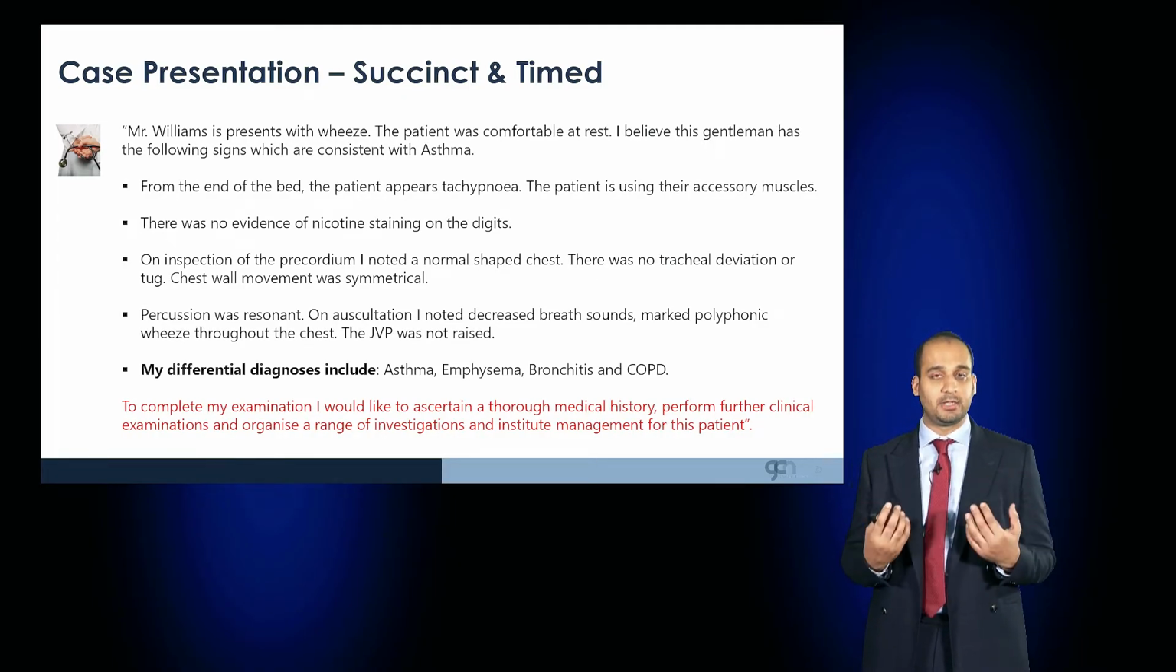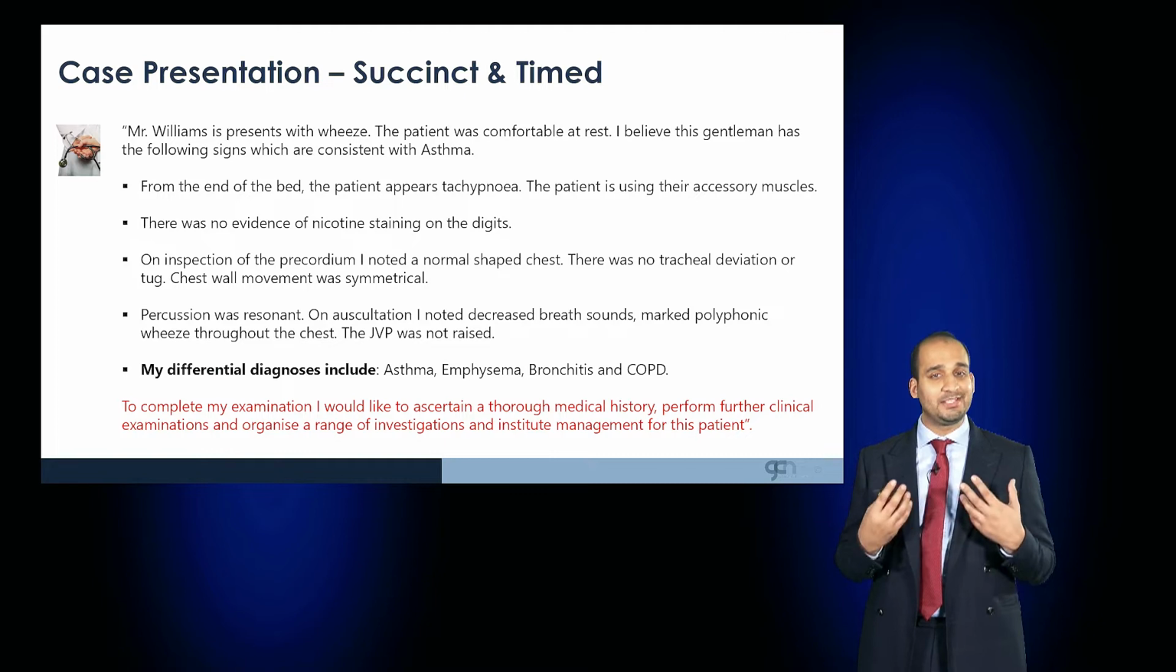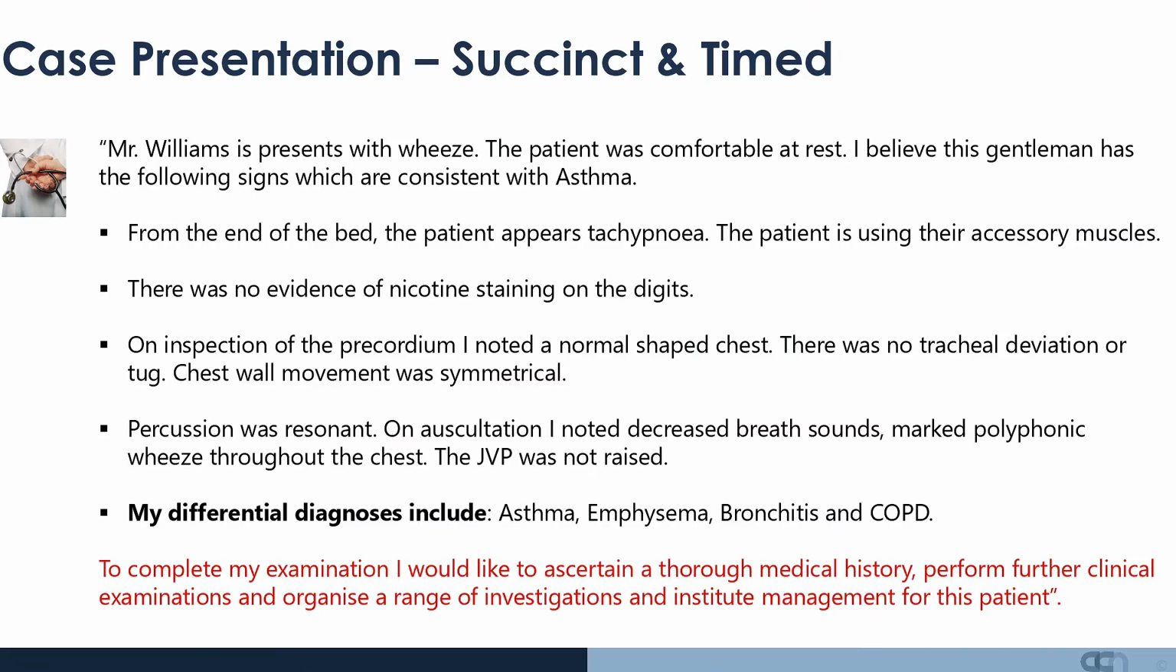On inspection of the precordium, I noted a normal shaped chest, no evidence of tracheal deviation or tracheal tug, and the chest wall movements were symmetrical. Percussion was resonant, and on auscultation I noted decreased breath sounds, a marked polyphonic wheeze, and the JVP was not raised. And the differentials, as we mentioned, are asthma, emphysema, bronchitis, and COPD.